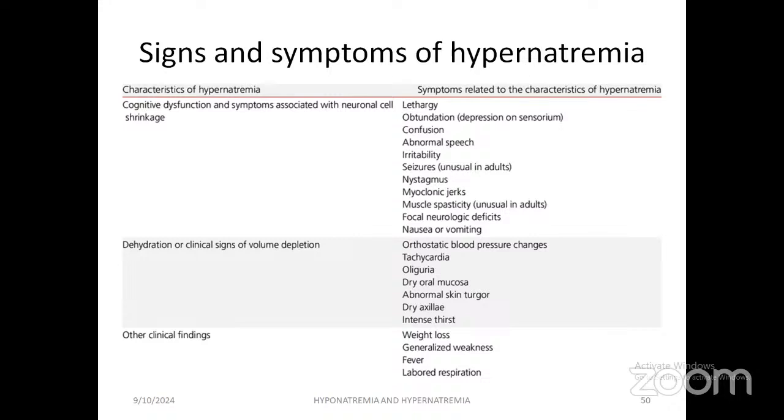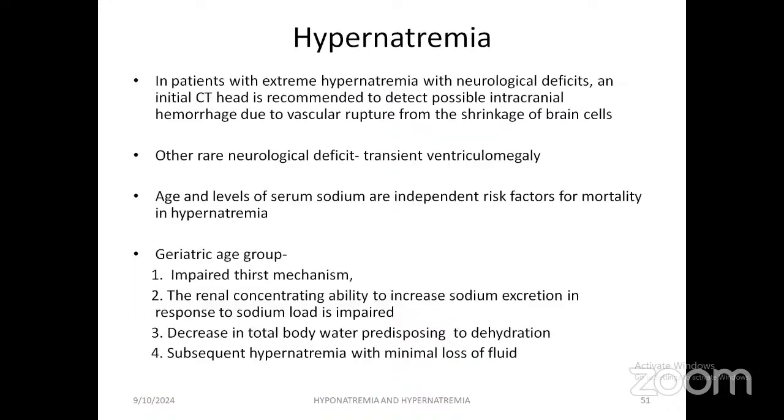If there is dehydration or clinical signs of volume depletion, patients may have tachycardia, oliguria, abnormal skin turgor, dry axilla, and intense thirst. The other clinical findings could be weight loss, generalized weakness, fever, and labored respiration. In patients with extreme hypernatremia with neurological deficits, an initial CT scan has to be recommended to detect possible intracranial hemorrhage due to vascular rupture from shrinkage of brain cells. Another rare neurological deficit is transient ventriculomegaly.